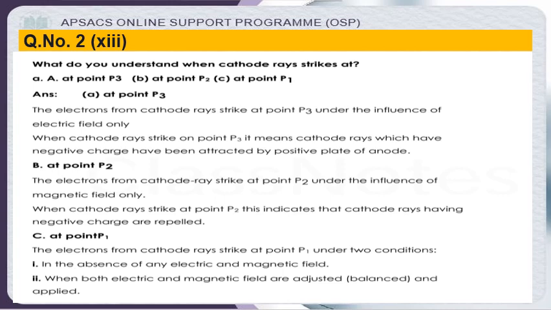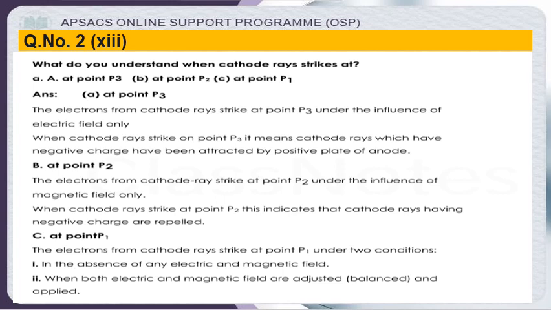So you can see that when it is at point P1, it means that it is not under the influence of any field. It is hitting directly on the screen. The cathode rays are directly hitting the screen. There is no influence of the electrical field or the magnetic field, or you can say when both the fields have the same strength, then once again they will fall at the same point, no influence of any of them, right?